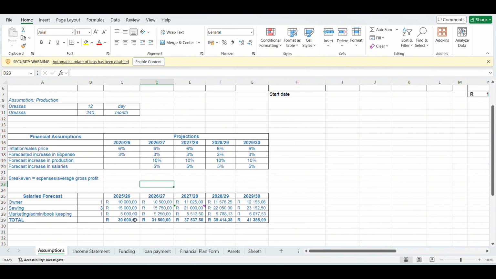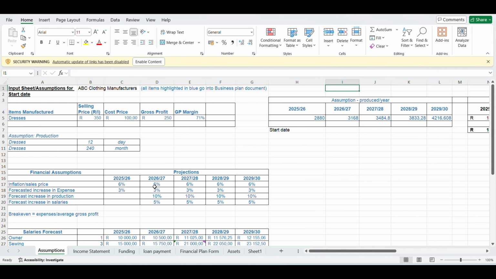Right? Then we look at the salaries and the salary forecast. So we say the owner will earn 10,000 Rand a month and then maybe 3 people that will sew the dresses. So we're estimating 5,000 per month per person. And then a marketing, admin or bookkeeping person, another 5,000. So we assume that the salaries in the first year per month is 30,000 Rand. And then similarly, the forecast just looks at the initial salary times the percentage increase that you would give per year. Then we look at the assumption production per year.